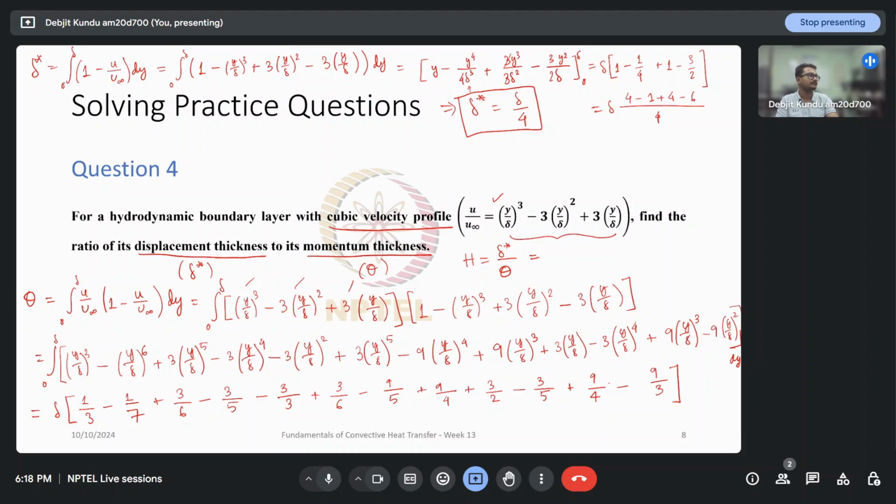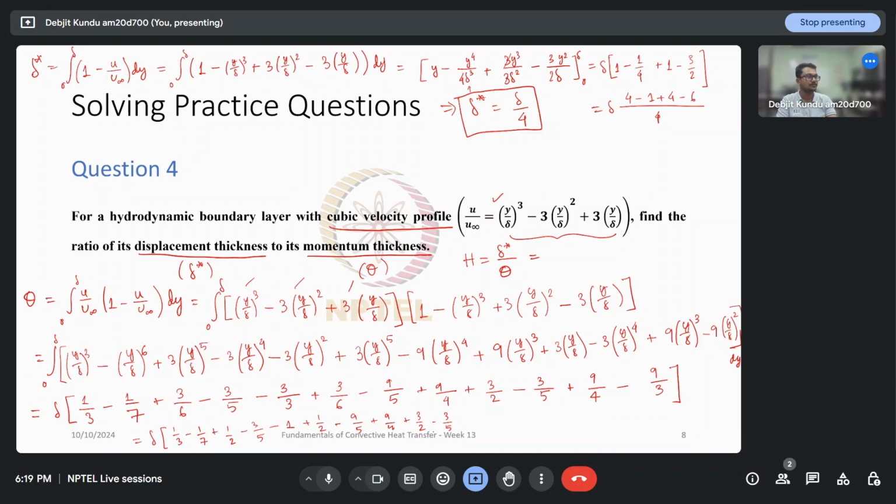Okay, we might have to go through a few steps before we can do this. So delta first term is 1 by 3 minus 1 by 7 plus 3 by 6, which can be written as half. I have a 3 minus 5. I have a 1. I have another half. I have a 9 by 5. I have a 9 by 4. I have a plus 3 by 2. I have a minus 3 by 5.